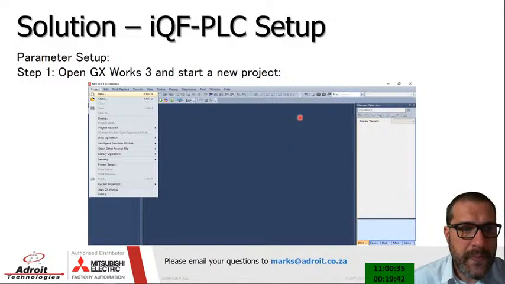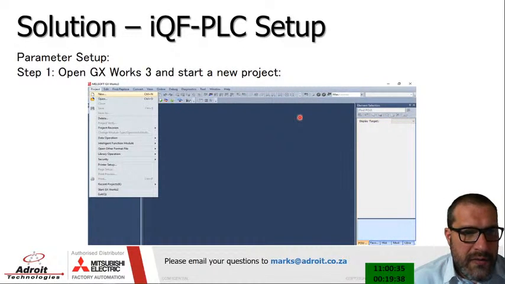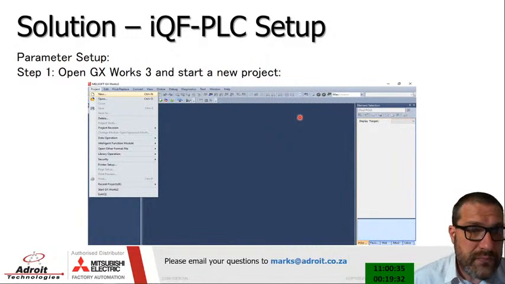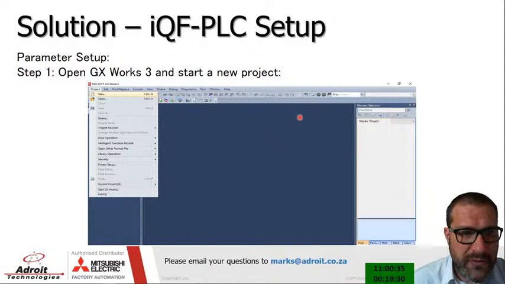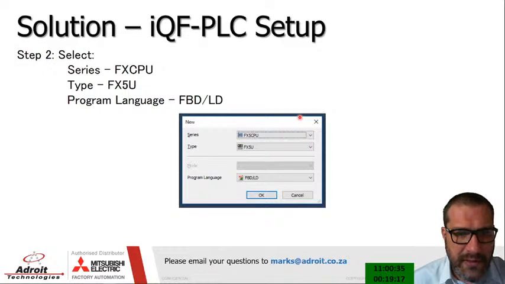So let's look at the iQ-F PLC solution. So what we're going to do, step one is obviously set up the parameters of the PLC. This is always the first thing that you do. Okay, so we're going to open a new project in GX Works 3. We're going to tell it that it's an FX5 CPU, and the programming language ideally would be FBD/LD, which is function block slash ladder. Okay.